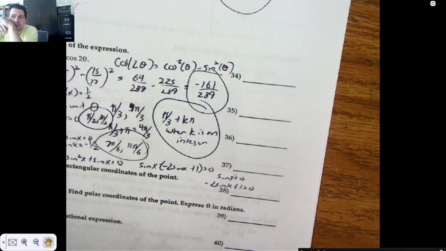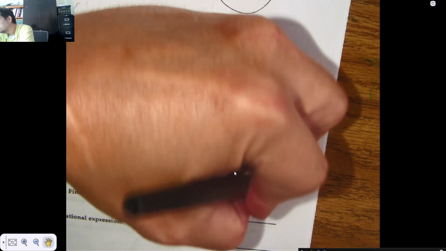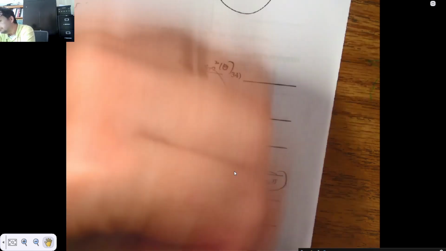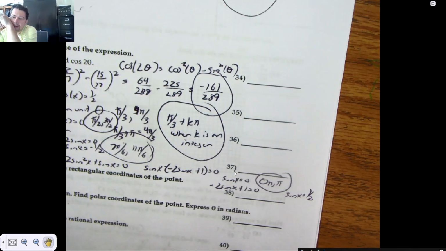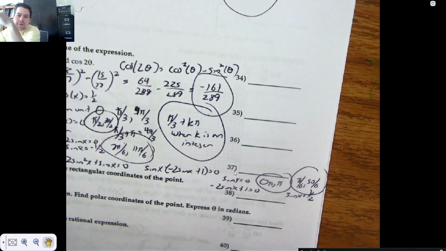The sine ratio is 0 on the unit circle at what? 0 and pi? Seems right. So there's two answers. This little guy right here, if we solved it for sine, would be that the sine of x is a half. Everything's said and done, and that is at pi over 6 and 5 pi over 6. Assuming my brain's working right. I feel like it is.